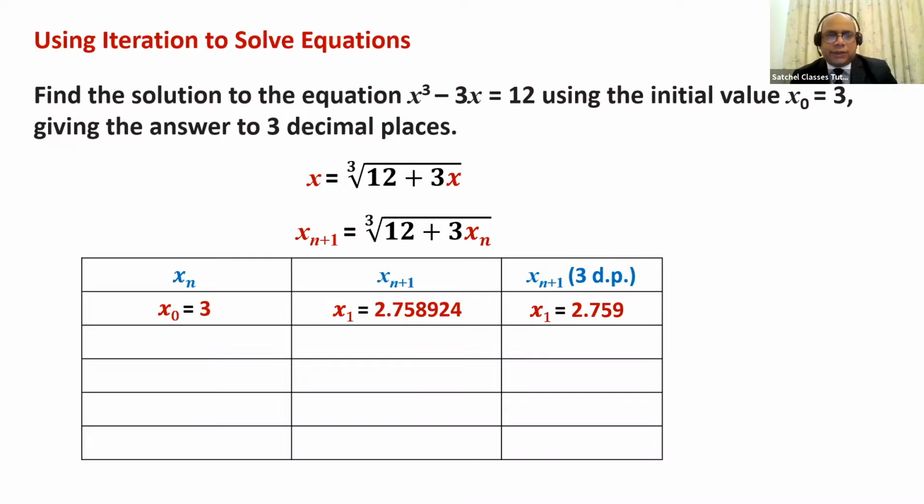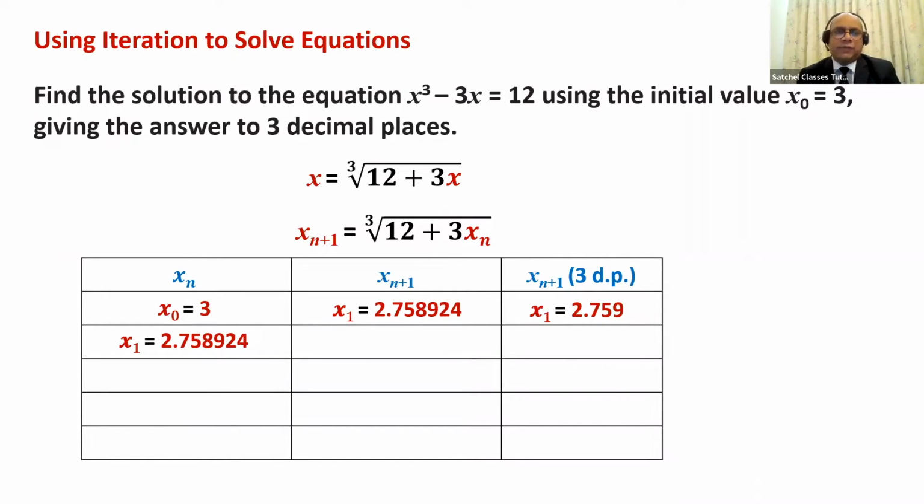We now substitute this value of x1, which we obtained in the first step, into the second iteration. But I will not take the rounded answer. I will take the main answer, which is around 6 decimal places, which is given. So in the next iteration, I'll put x1 inside the cube root symbol.